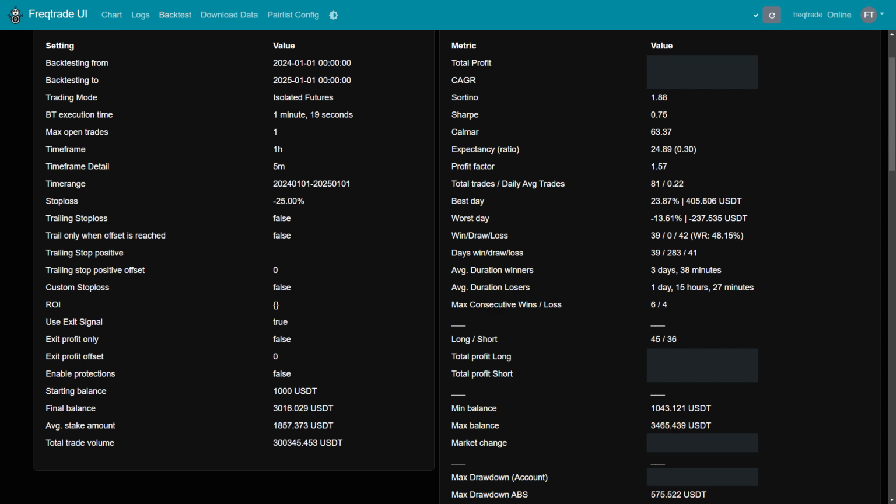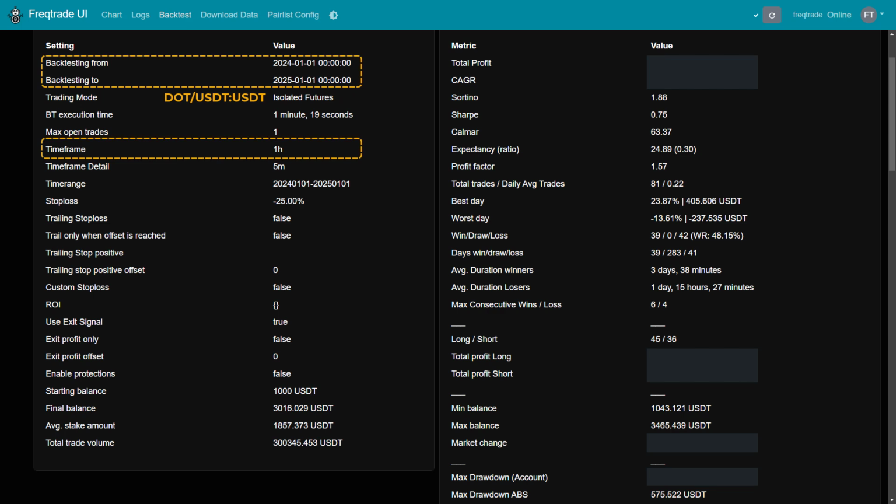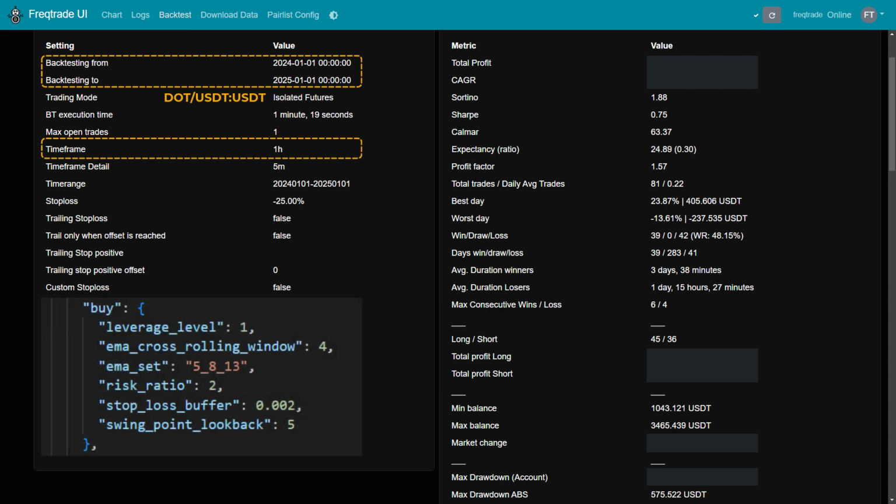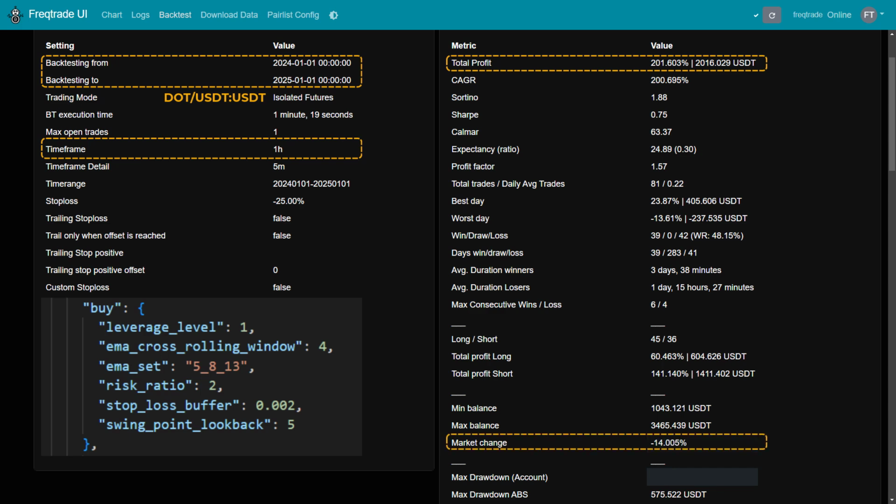The backtest was run on DOT perpetual futures, using a 1-hour time frame over the past 1 year with the optimized settings. Now, let's break down the results. The total profit achieved was an impressive 200%. During the same period, the market itself experienced a 14% decline, highlighting the effectiveness of the approach.